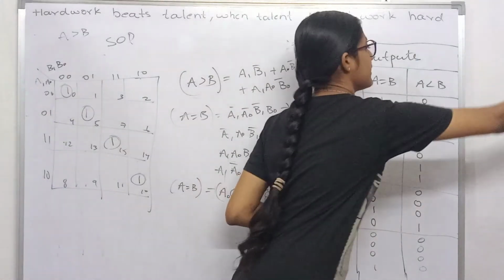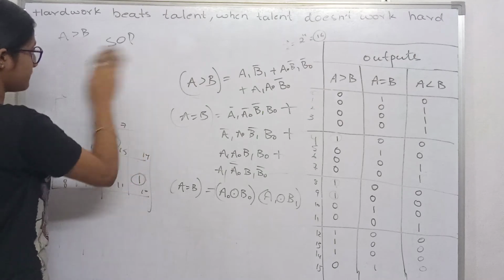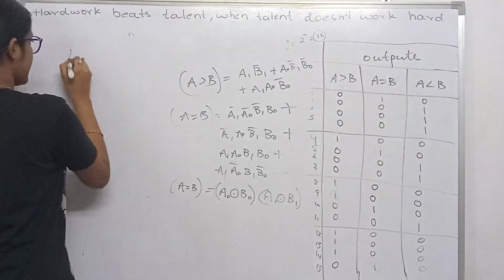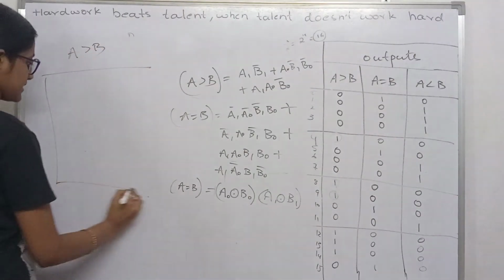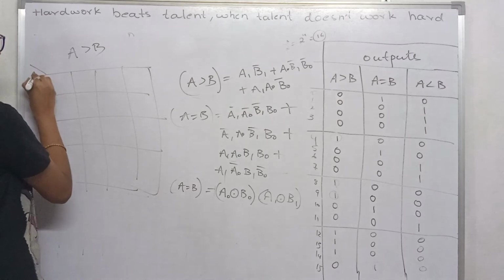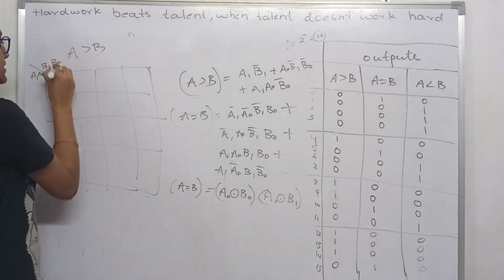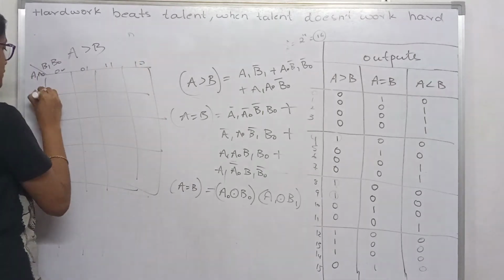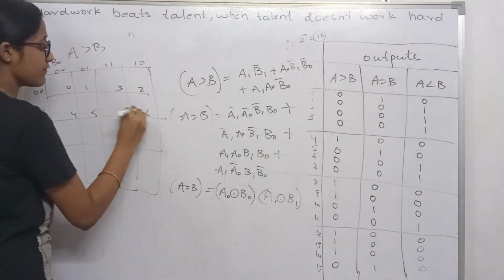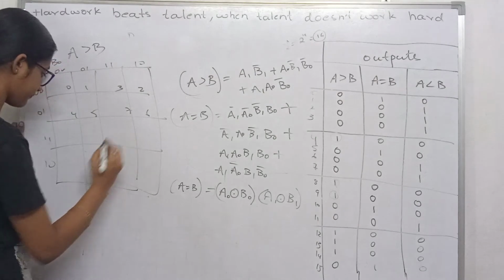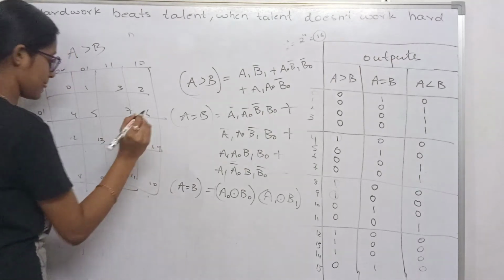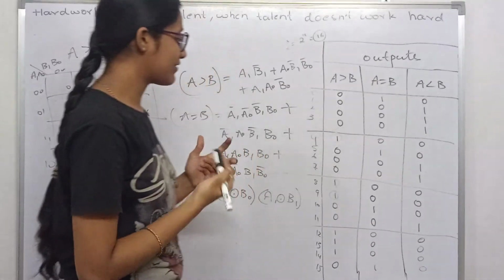Okay, then next A greater than B. For A greater than B, the same has to be followed. The same 16 cells we have to take. That is here A1, A0, B1, B0, 0, 0, 0, 1, 1, 1, 1, 0. Here 0, 1, 2, 3, 4, 5, 6, 7. I think you know all these. So 8, 9, 10, 11, 12, 13, 14 and 15. You will ask me like that. If I know really, why will I see your video?